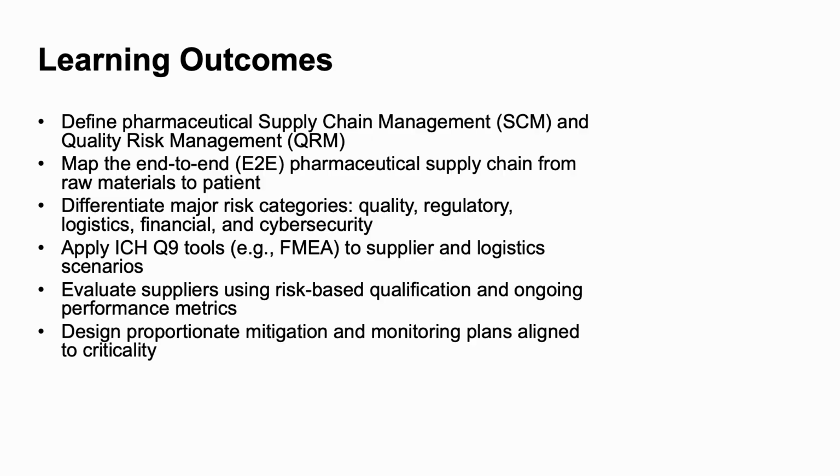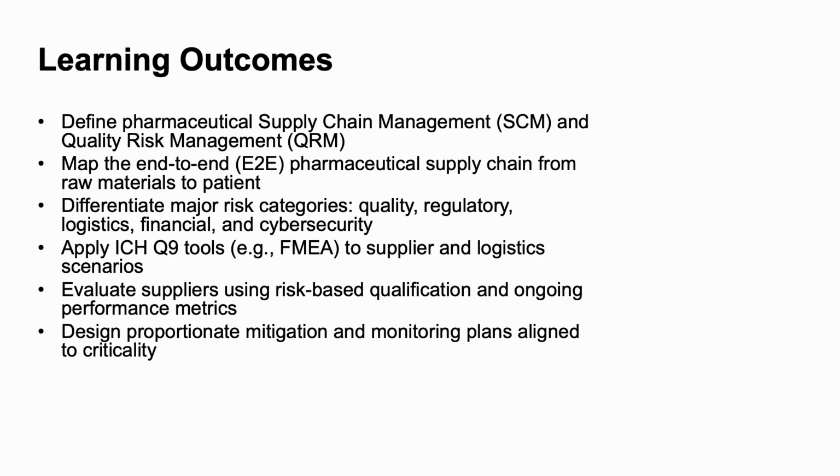A key learning outcome is to conduct risk-based supplier qualification and ongoing monitoring. You will be able to describe how to determine supplier criticality, specify the expectations in quality agreements, establish entry criteria, e.g., audits, certifications, process capability, and define performance metrics such as on-time in full, deviation rates, and temperature excursion frequency. We link these metrics to predefined acceptability criteria and show how to escalate from routine surveillance to enhanced oversight based on signals and trends. Finally, you will design mitigation and monitoring plans that are both effective and efficient.